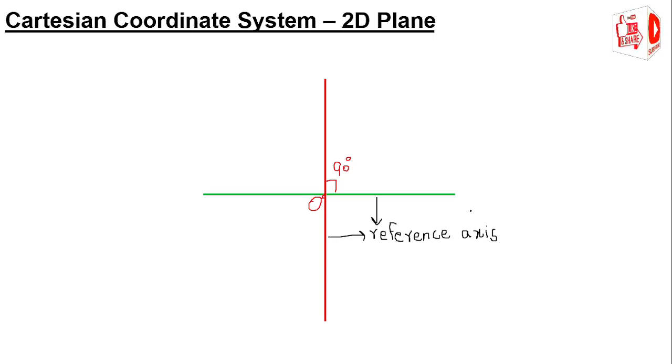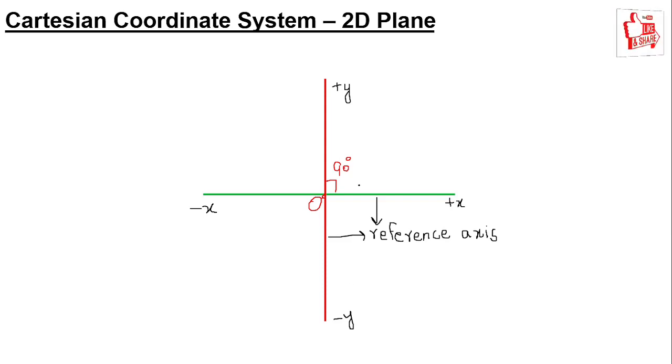Commonly, we say positive x-axis when we move right from the origin on the x-axis, and negative when we move left from the origin. Similarly, we say positive y-axis when we move up from the origin on the y-axis, and negative when we move down from the origin on the y-axis.